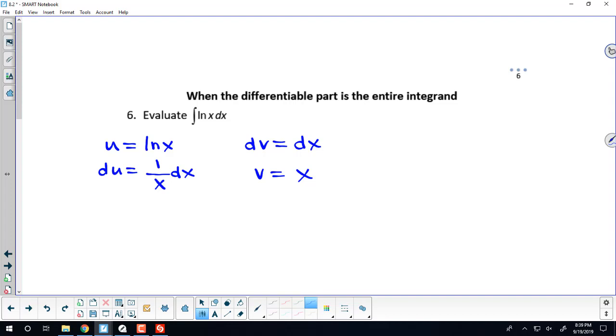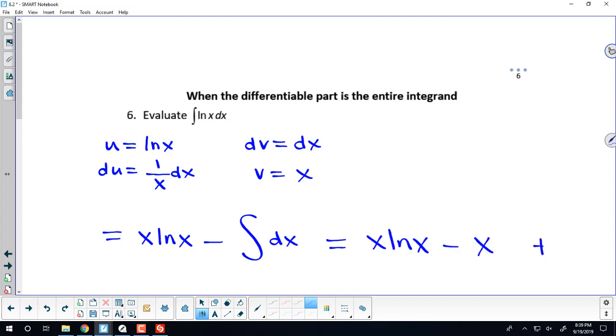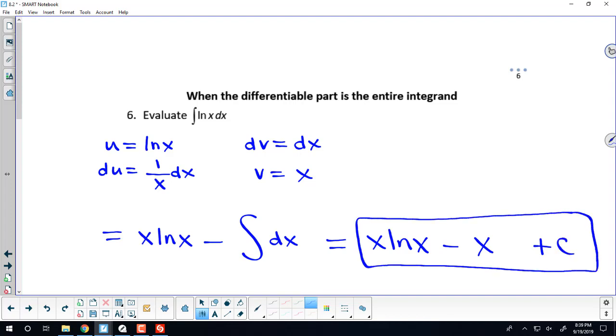So the antiderivative of ln of x, we have uv, x ln x, minus the integral of v times du. Notice v times du is just dx. So we have x ln x minus that integral, which is just x. So there you go. That's honestly an antiderivative worth knowing, without having to integrate it by parts.